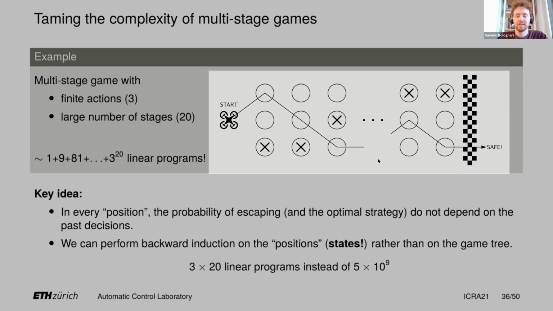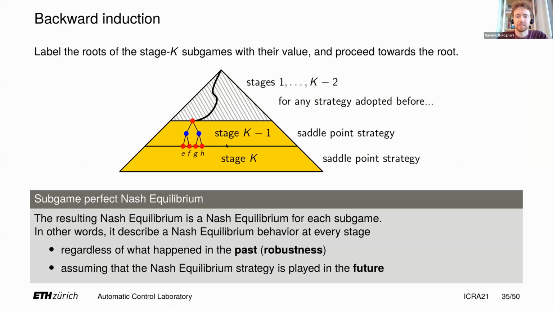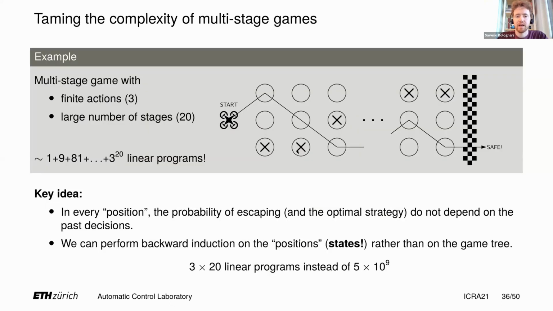Now, imagine that we draw a tree like this one for this game. How many small subtrees do we have to solve? Well, we only have 3 finite actions per stage, but we have a large number of stages. That means that when I take the first stage, I already have 3 times 3, I have 9 possible initial points for the second stage. At the second stage, I have 9 times 9, right?